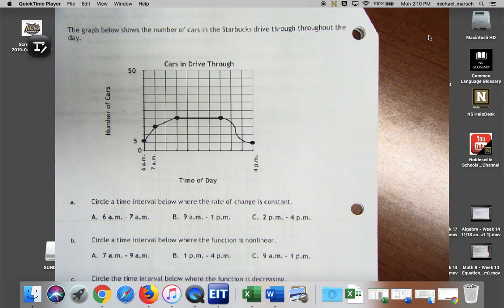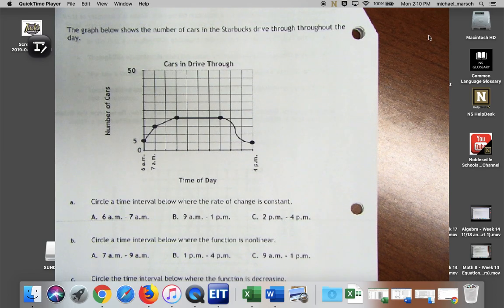Okay, pretty straightforward stuff. Part A says, circle a time interval below where the rate of change is constant. So how do I know I have a constant rate of change? When it's going up at the same every time. So what does that look like? It should be straight, right? Does it have to have an increase or a decrease, or can it be a flat line? It has to change, right? Increase or decrease, it has a change. So that will help with this.